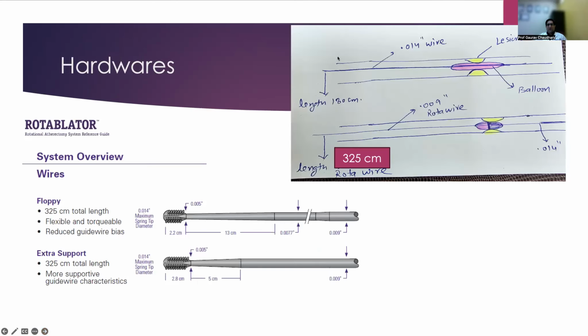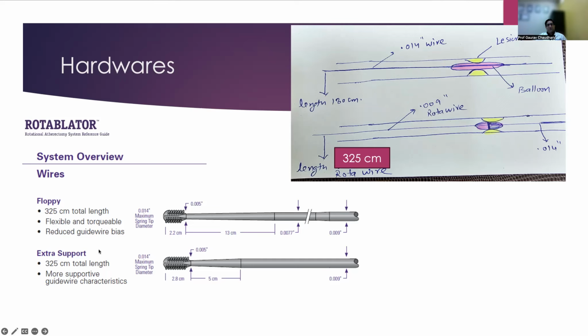So now, again, about the rotor wire. The rotor wire is a 325 centimeter wire available in floppy and extra floppy. For the majority of lesions, the floppy wire would be good. There are subtle differences that I'm not going into in detail, but for ostial or distal lesions, extra support wire is used, and for most lesions, this floppy wire would be good enough.